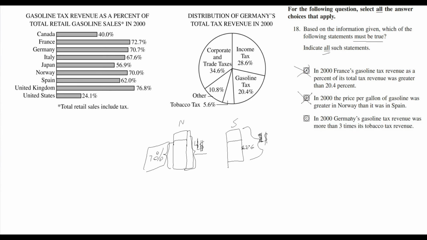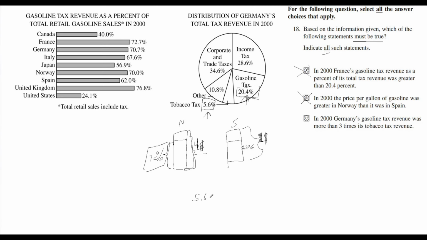In 2000, Germany's gasoline tax revenue was more than 3 times its tobacco tax revenue. Okay, so now we're talking 2000 Germany, and we're talking about tobacco tax revenue and gasoline tax revenue. We have tobacco tax right here, it's 5.6. We have the gasoline tax revenue, it's 20.4. So was this equivalent to 3 times this? Let's find out really quick. And I'll just circle those a little bit better for you. So is this 3 times of this?